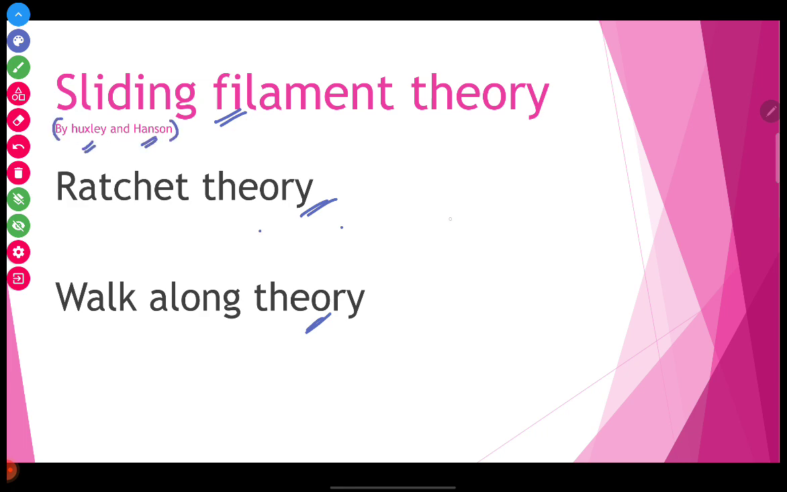So as I said, there is an H zone which is a relatively lighter zone in the center of an A band. അപ്പോൾ അതിൽ H zone was coined by the famous scientist Hansen, who explained the sliding filament theory. By saying that, we can come to the topic proper.